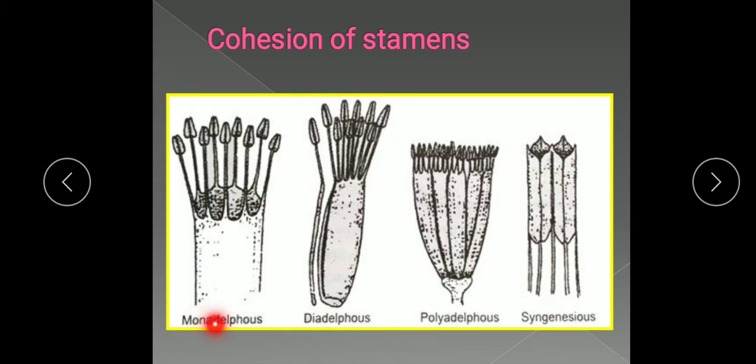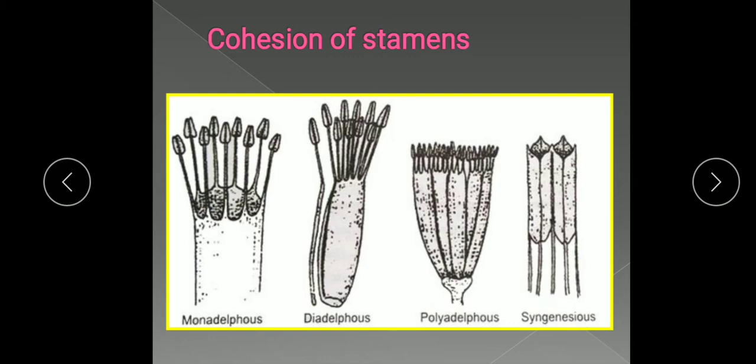First is the monadelphous condition, where all the stamens are united in one group by their filaments only, but their anthers remain free. You just see, all the filaments are united, but the anthers are free. This type of condition is known as the monadelphous condition, and this is observed in China rose or hibiscus.